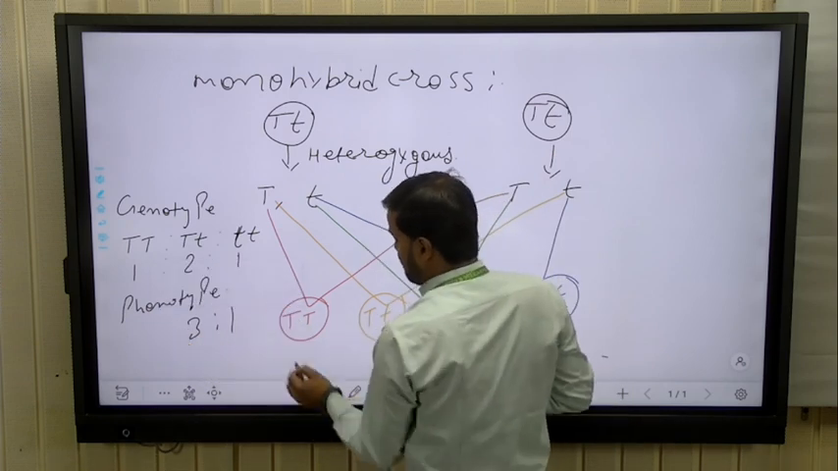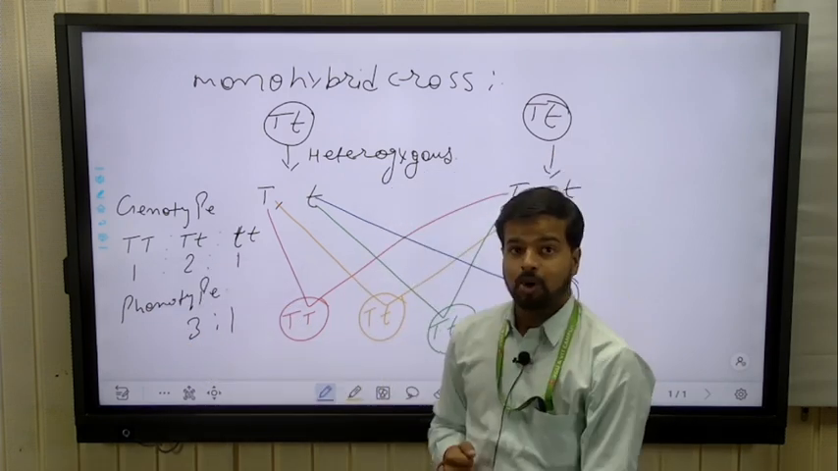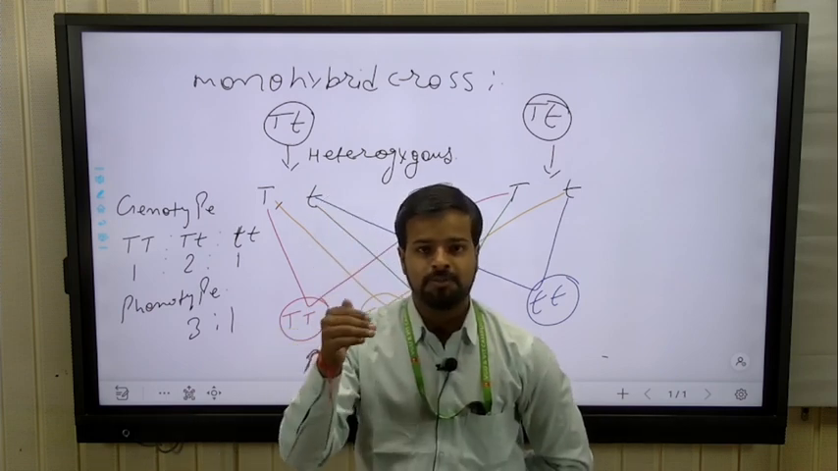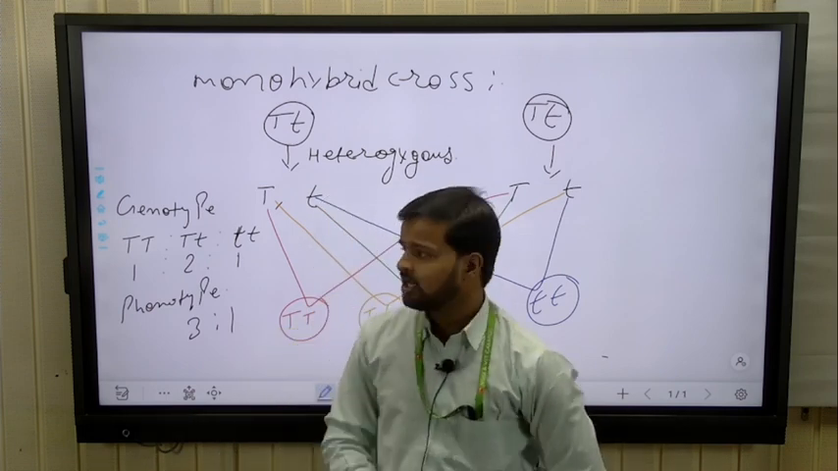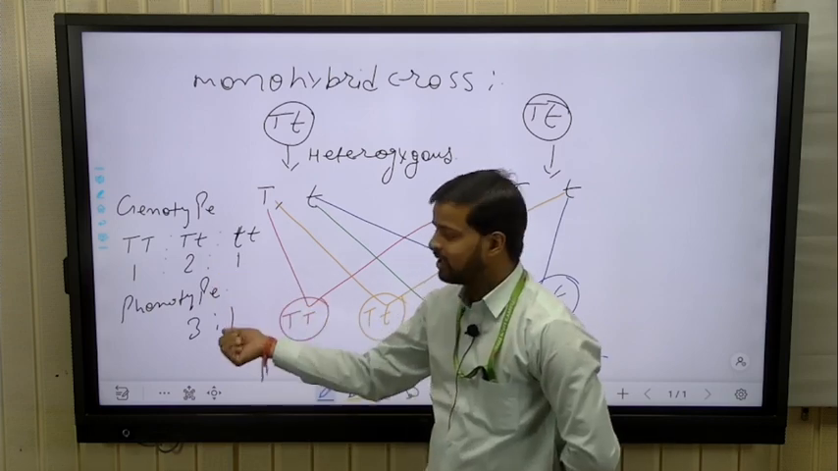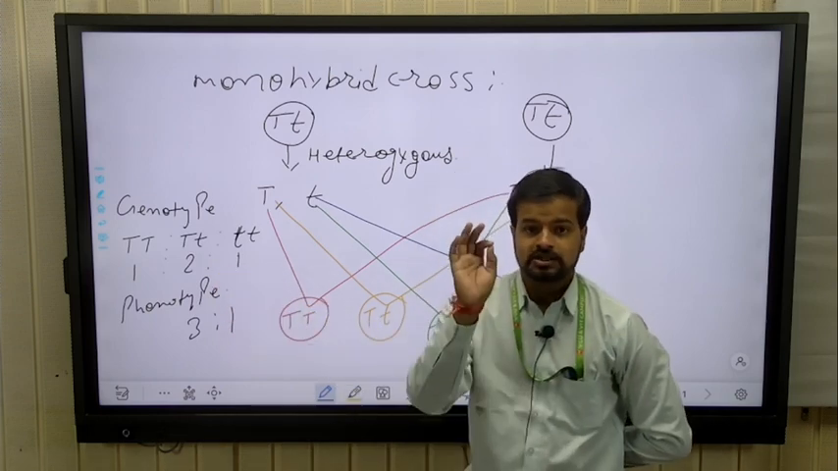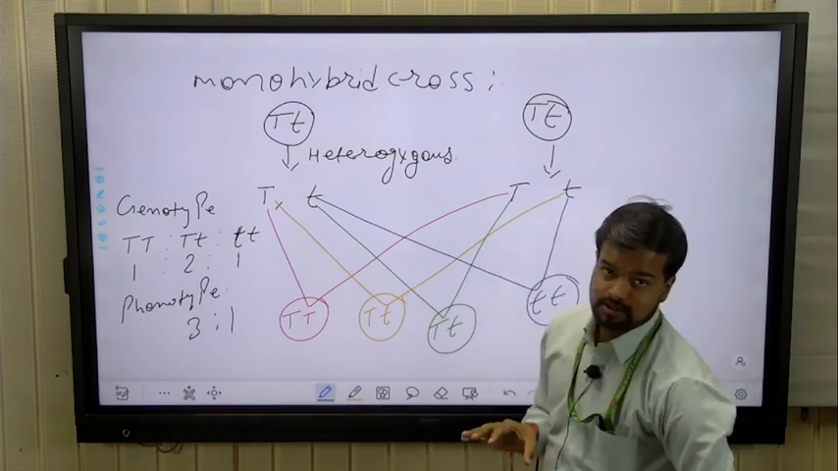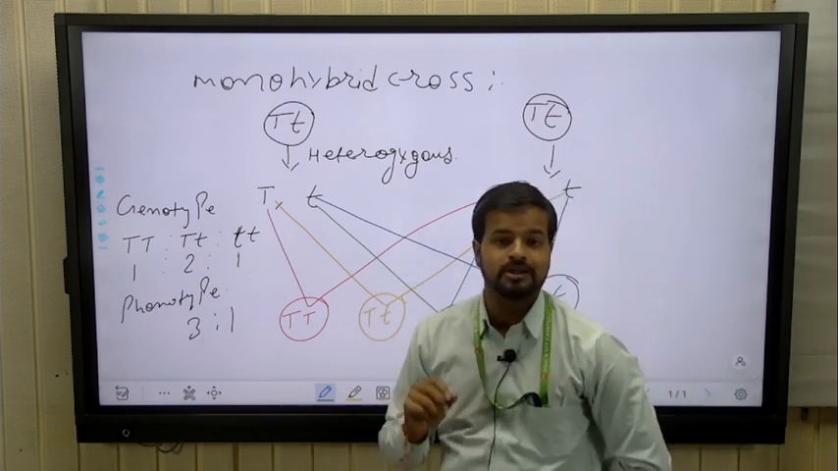Students, remember this point. In monohybrid cross, different ratios are found, as genotypic and as phenotypic. That means the genotypic ratio is 1:2:1, and the phenotypic ratio is 3:1. This is the simple Punnett work. This is the simple cross according to Mendel's law.